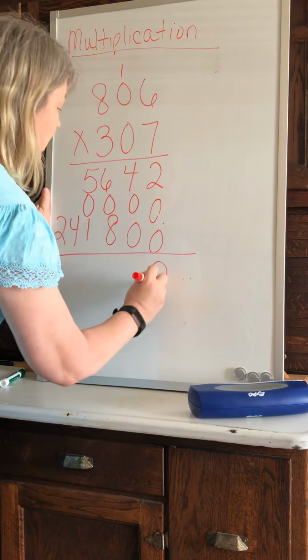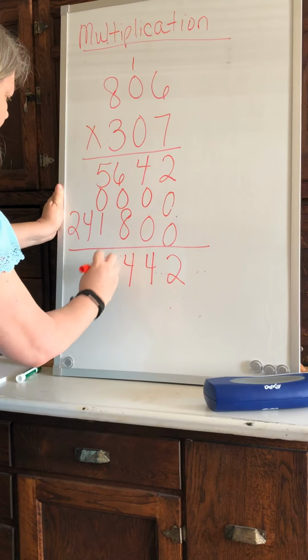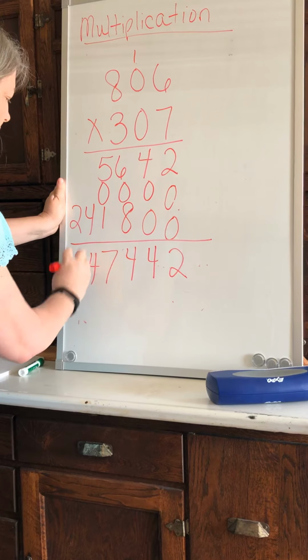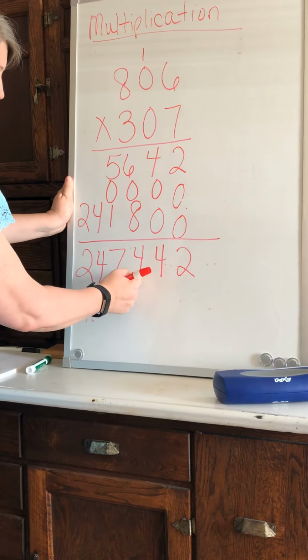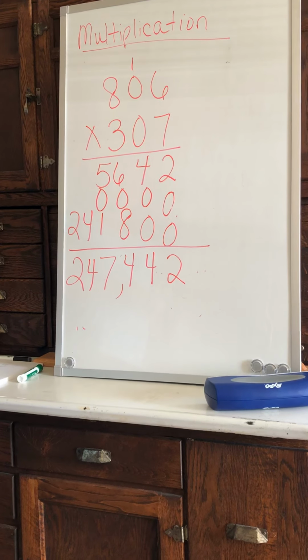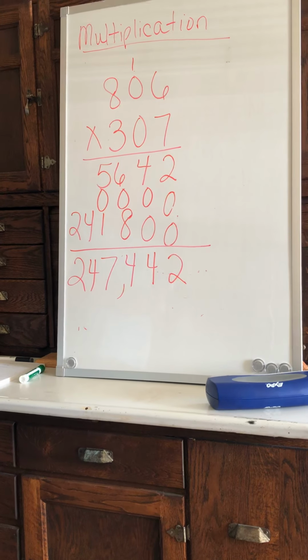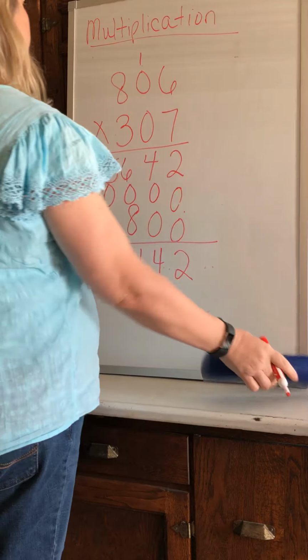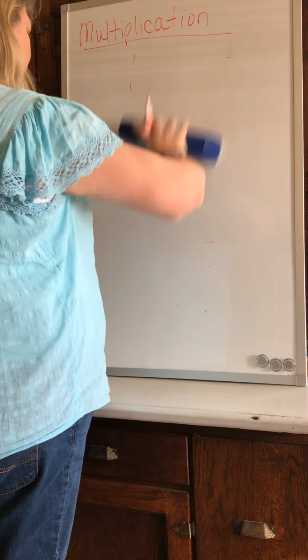Okay, so let's add it all together. And start at the back. Every 3 numbers, put a comma. So our answer is 247,442. Okay, let's do one more with 3 numbers down at the bottom.